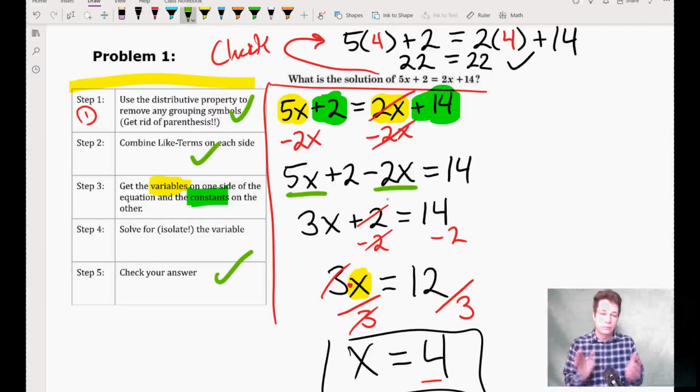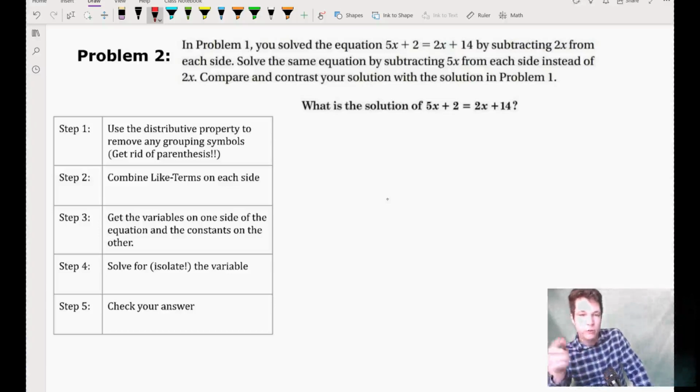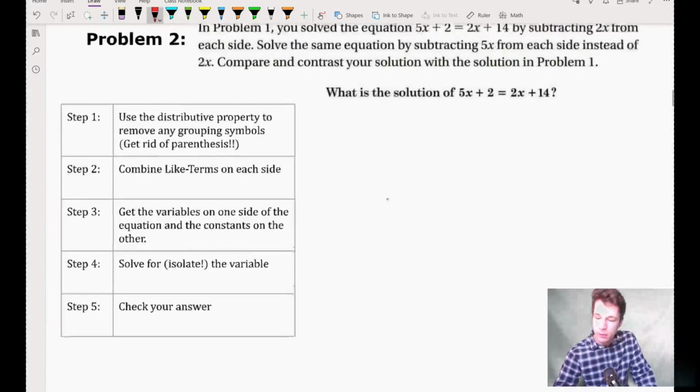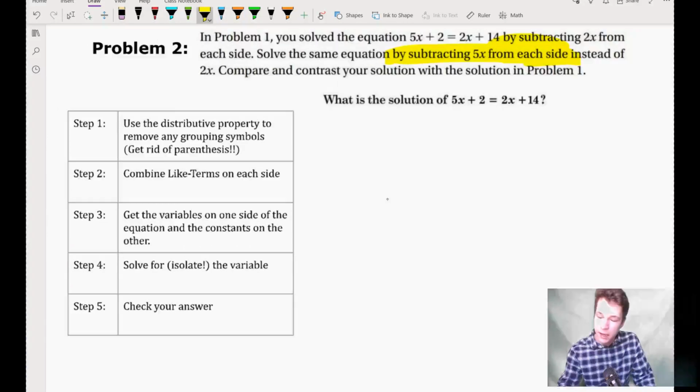Let's do another one. Actually, let's take another look at that problem and see if we can do it another way. And you might have been asking yourself this. Regardless, do I have to move the variables over to the left? Or does it matter which side I choose? It actually doesn't matter at all. What I'm going to do now is the same equation, except I'm going to start by subtracting 5x from each side instead of the 2x.